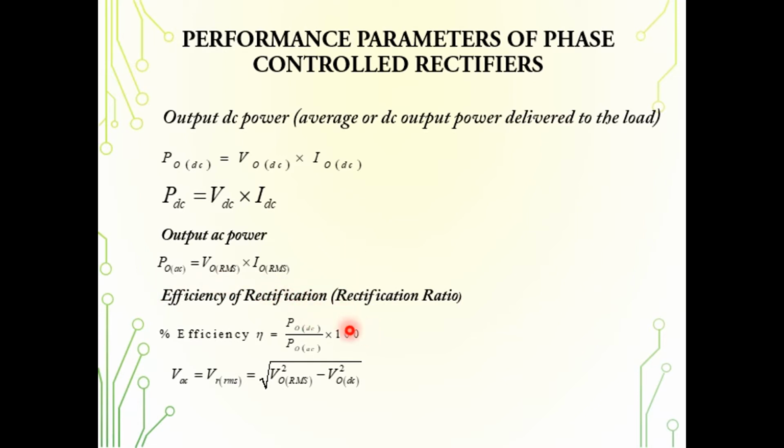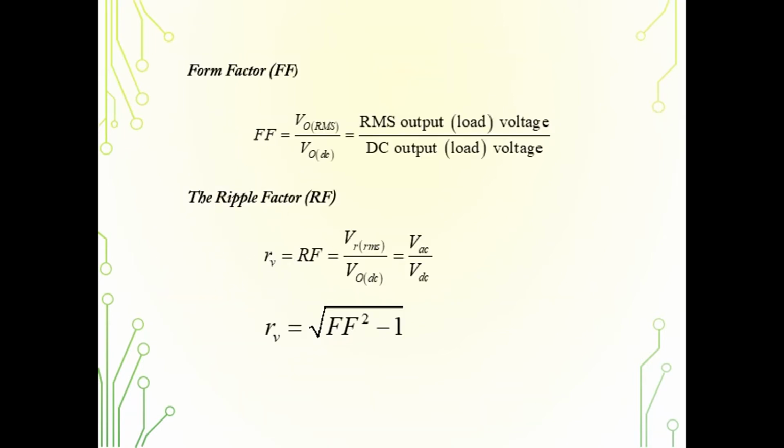What is efficiency? Efficiency is output by input, so it is P0 DC by P0 AC. P0 AC is V0 AC into I0 AC. First we find VAC, which is given by the square root of the RMS value of the output voltage square minus the average value of the output voltage square. Next, form factor. Form factor is the RMS value by the average value, so RMS output voltage by average output voltage. Ripple factor is the square root of form factor square minus 1. It measures the ripple present in the output.